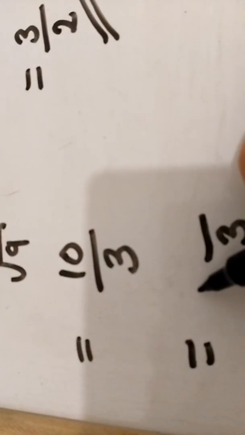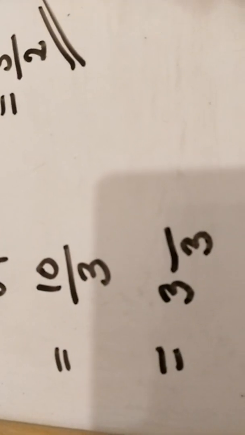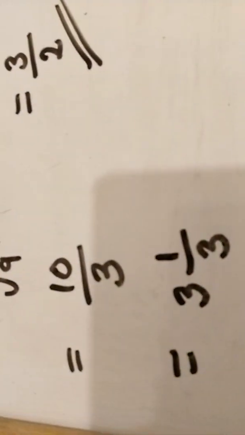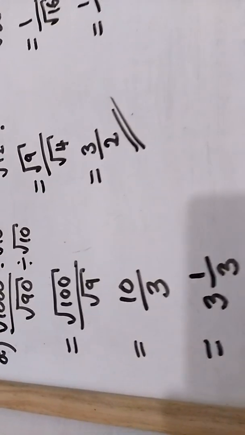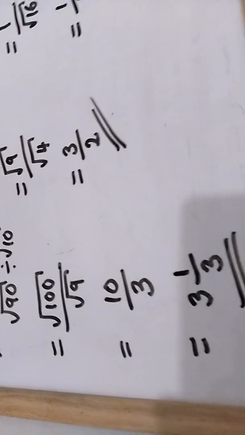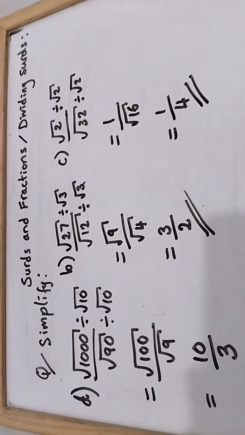How many 3's are in 10? So there's 3. 3 times 3 is 9. So we write down the 3 here. 3 times 3 is 9. And what's the remainder from 10? So 10 take away 9 is 1. So the remainder is 1. So that's 3 1/3. And that's it. That's the final example for surds and fractions, or dividing surds.